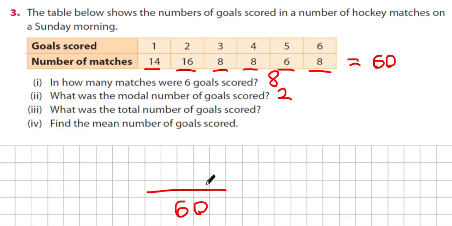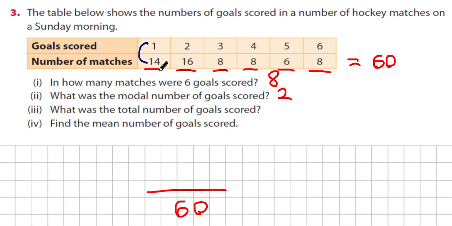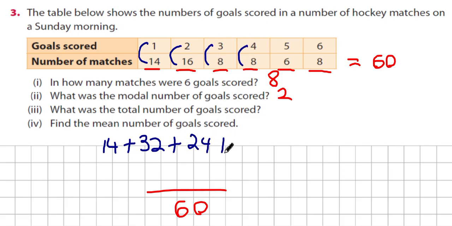I've got to calculate how many goals were scored. Now, think about it. 14 matches had 1 goal. That's 14 goals. 16 matches had 2 goals. That's 32 goals. 8 matches had 3. 8 matches had 4. 6 matches had 5. 30 goals. 8 matches had 6. Guys, I'd like you to add all those numbers up together now for me.